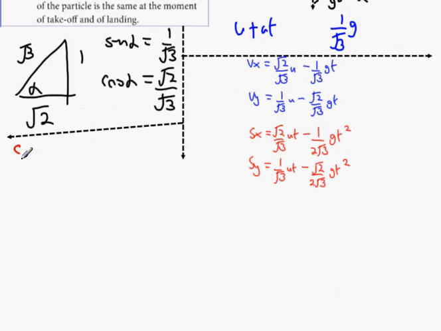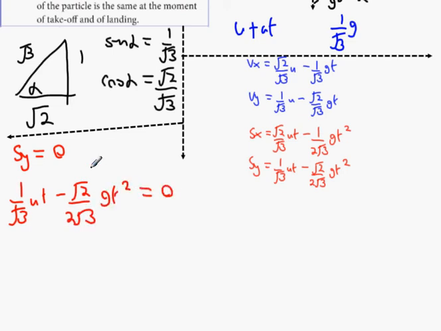Start off with sy equals 0, and once again it's going to be 1 over root 3 ut minus root 2 over 2 root 3 gt squared equals 0. Bring it over to your side. 1 over root 3 ut equals root 2 over 2 root 3 gt squared. Cancel out the t's.